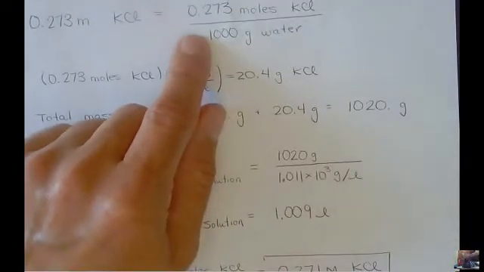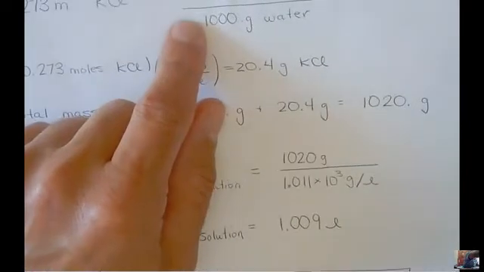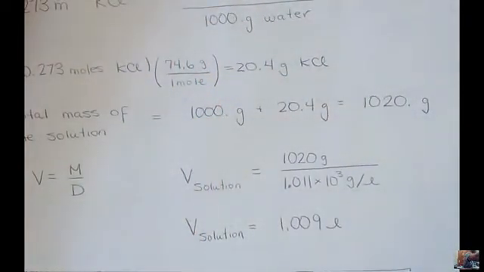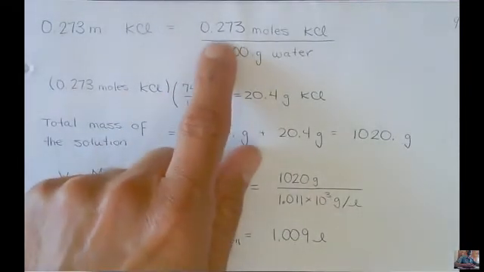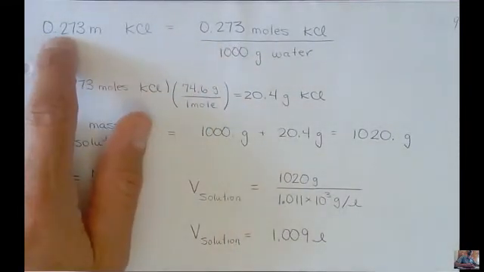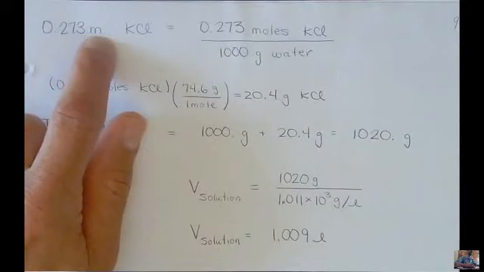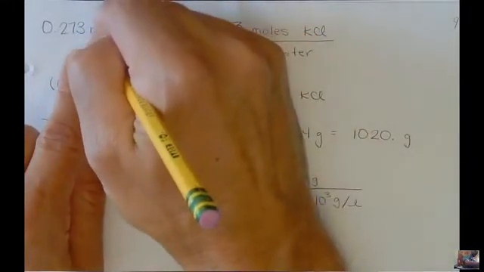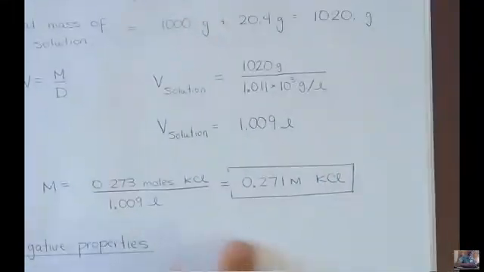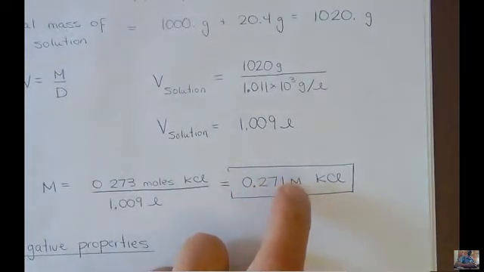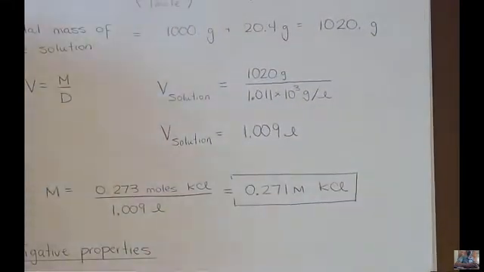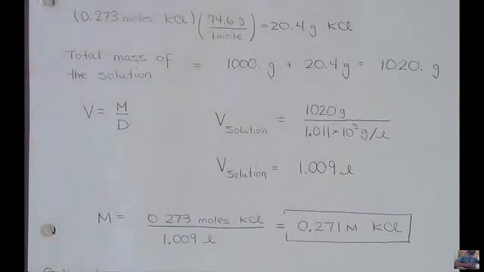Okay, well, what did we start with? We started with almost the same number, because this is a pretty dilute solution. The more dilute solution you have, the closer they're going to get. So this solution is 0.273 molal, and the same solution is 0.271 molar, only off by a little bit. Okay? Okay. So again, practice that.